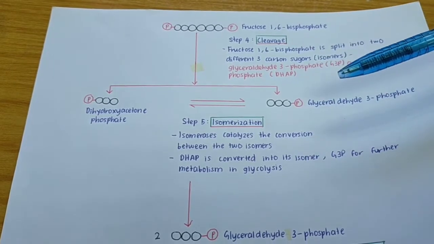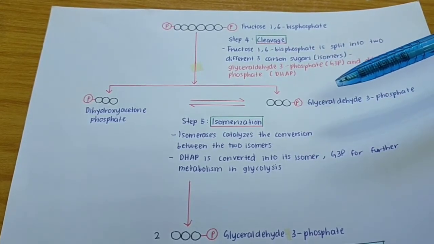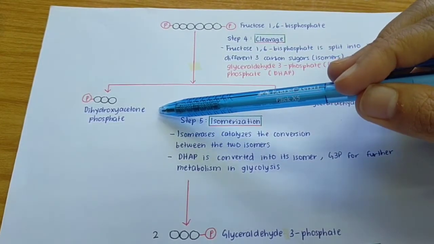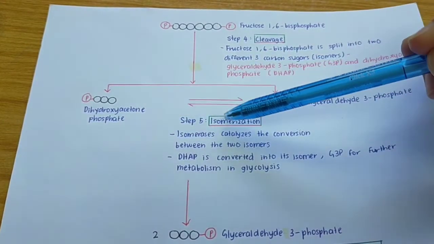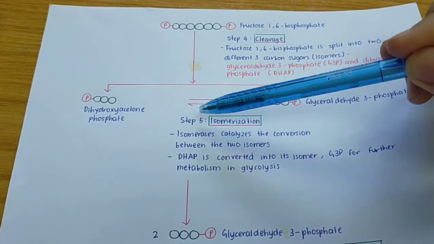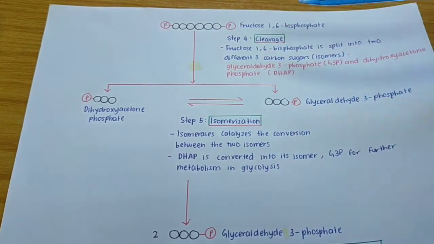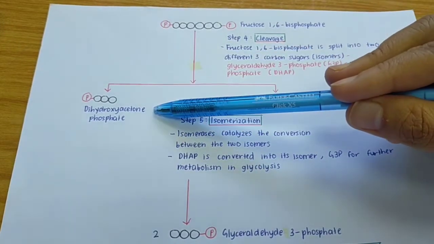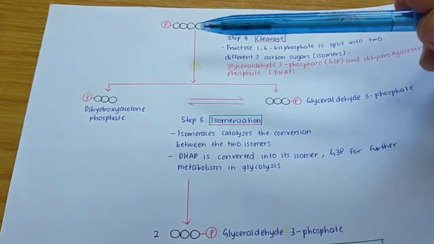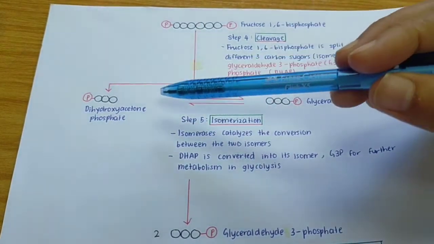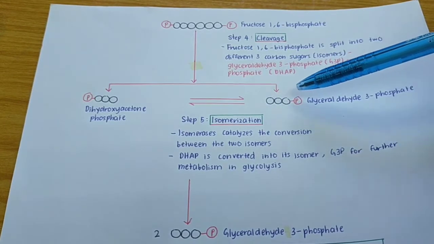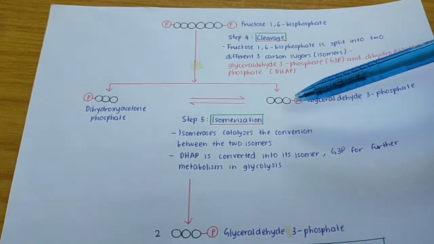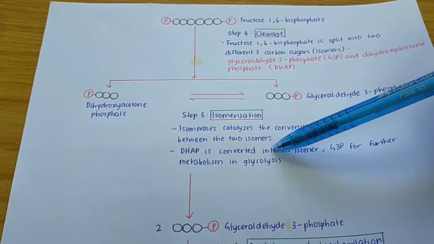Okay, but to proceed with the process of glycolysis, we need glyceraldehyde 3-phosphate. So what happens to dihydroxyacetone phosphate? It will undergo isomerization. So step 5 is isomerization. Isomerase will catalyze the conversion between the two isomers. So what happens to dihydroxyacetone phosphate here? It will convert into its isomer, which produces another molecule of glyceraldehyde 3-phosphate. Okay, then this reaction will proceed.